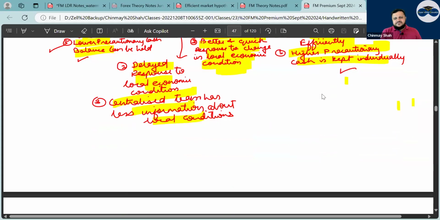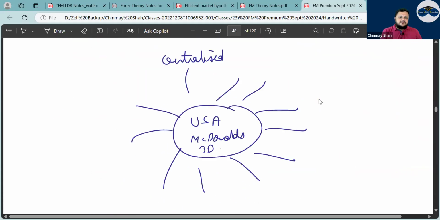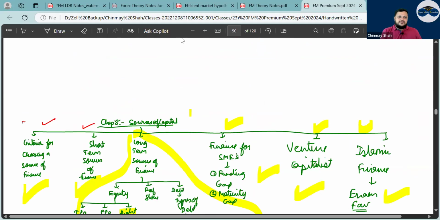Advantage, disadvantage. Read once. Important question from exam point of view. LDR can appear as a theory question in the exam. I think sources of capital. Now we are done with this. I think anything left?